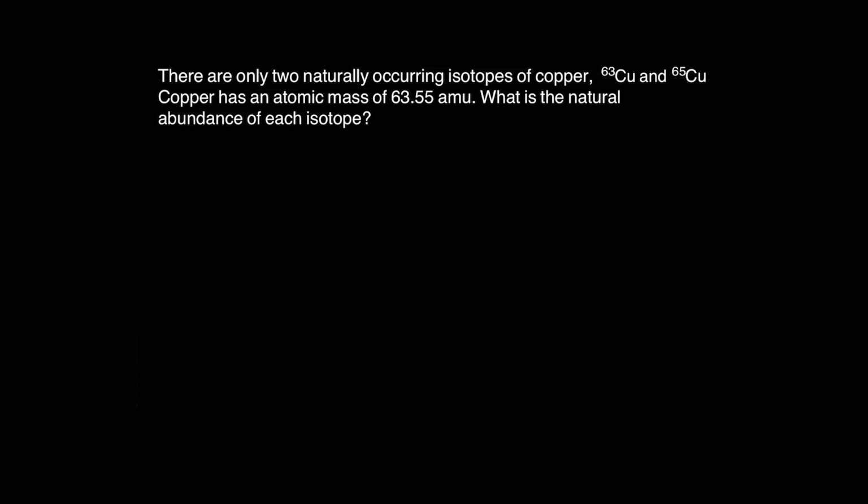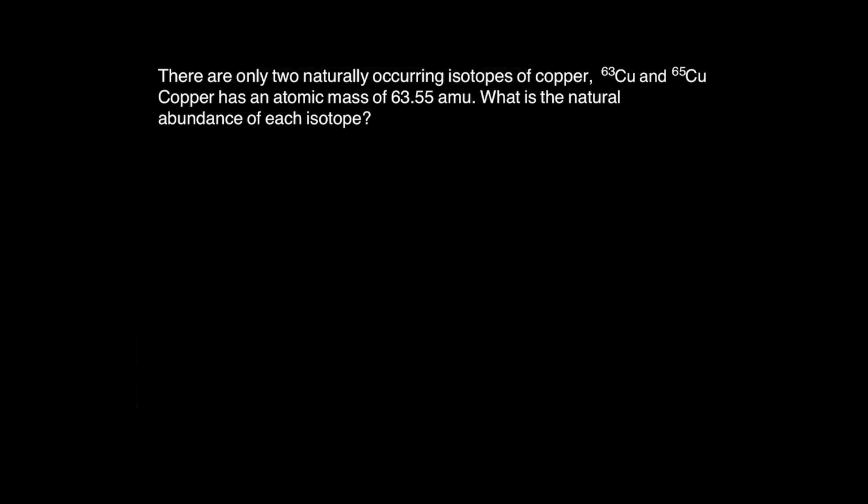And this is our last problem here. There are only two naturally occurring isotopes of copper, 63 copper and 65 copper. And copper has an atomic mass of 63.55 AMUs. And it is asking, what is the natural abundance of each isotope?